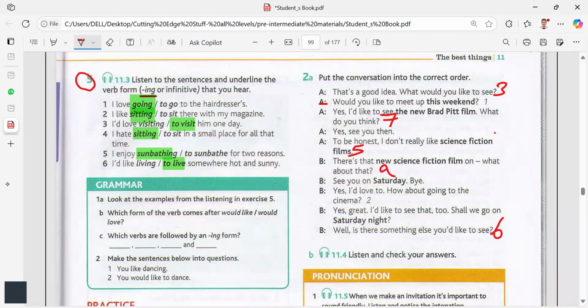Yes, see you then. Yes, great. I'd like to see that too. Shall we go on Saturday night? Oh, okay. Yes, see you then. Yes, see you then. What should you say? See you on Saturday. Bye. Yes, see you on Saturday. Bye.